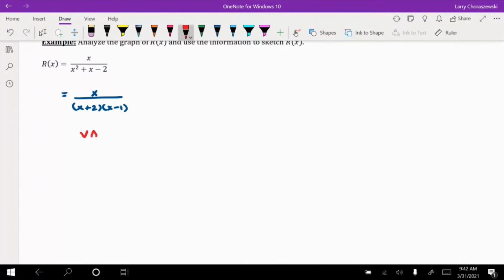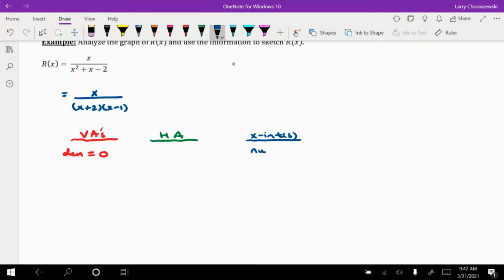You'll then want to move on to find the VAs. My tip for you there is to set the denominator equal to 0 and solve. Then the HA, you'll compare degrees. You should land in either case 1 or case 2, so there's not going to be an oblique asymptote, in which case you then move on to x-intercepts.